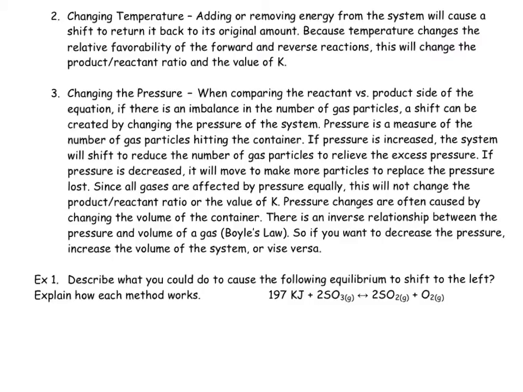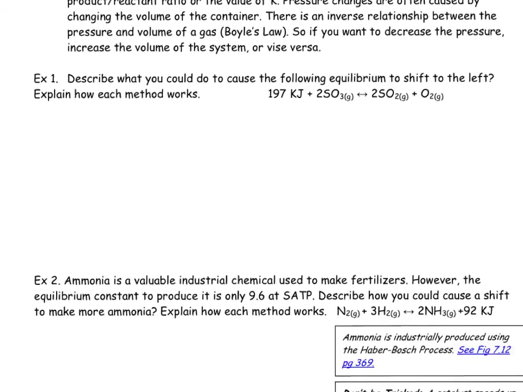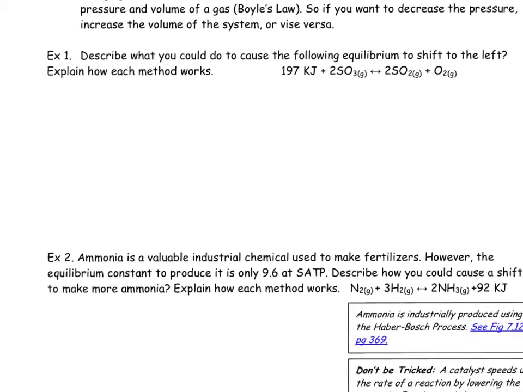Here's an example of how we can apply Le Chatelier's principle. We're given the following equilibrium equation, and we need to describe what we could do to cause the equilibrium to shift in the left direction. So that would make more SO3 gas. And we need to also explain how each method works.